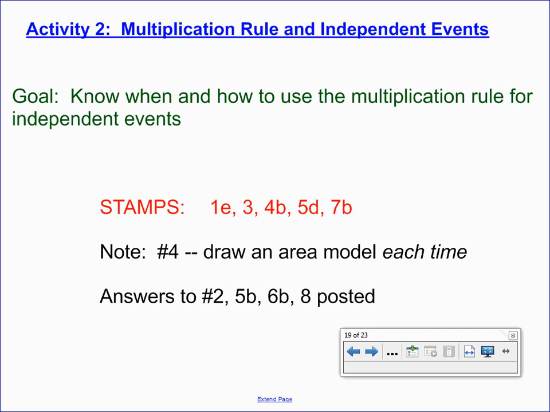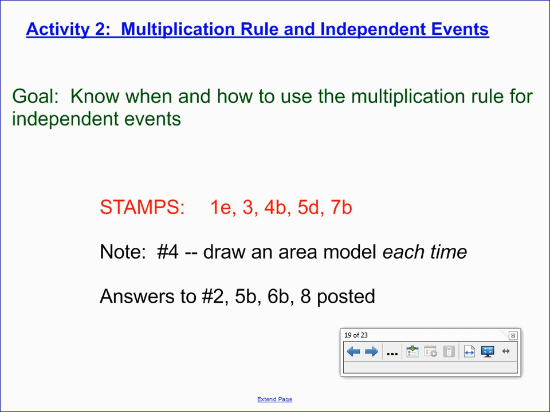Okay. So in just a minute, we're going to go into our cooperative learning groups. Not yet. But first, I want to know our activity 2 goal. We're going to develop the multiplication rule for independent events. So our goal is to know when and how to use the multiplication rule for independent events. Stamp eligible items include 1E, 3, 4B. Go ahead and put a little circle around these, please, so you know which ones you're after. 1E, 3, 4B, 5D, and 7B.